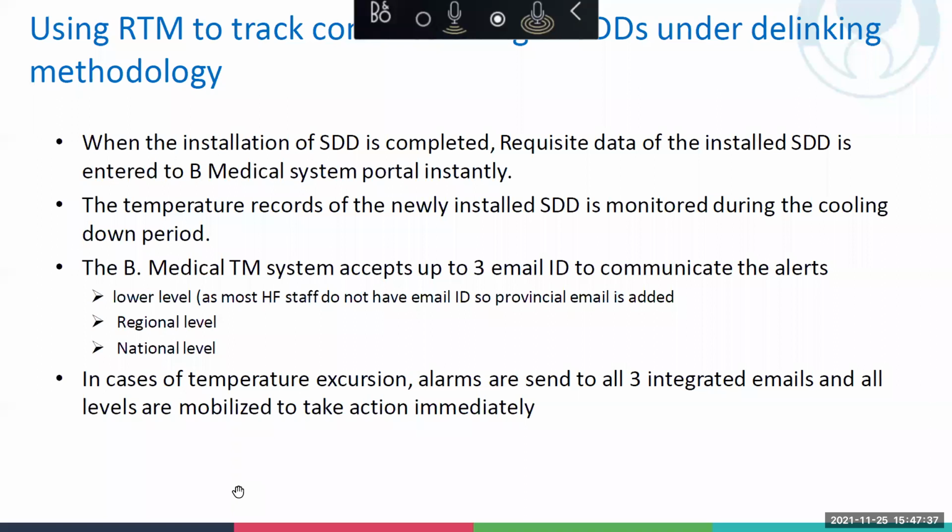So we also use this B Medical remote temperature monitoring to track when an SDD is commissioned under the delinking methodology. The delinking methodology simply means that the country has trained cold chain technicians that install this equipment instead of the B Medical. Because of the country's peculiarity, this consideration was given for Afghanistan. So when an equipment is installed in a new location, requisite data are collected for that installed equipment and entered into the B Medical portal immediately.